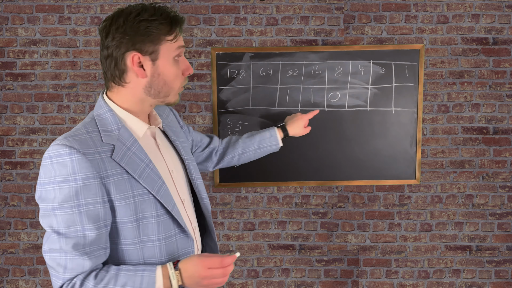Our binary number for 55 is 0, 0, 1, 1, 0, 1, 1, 1. That is our binary number. To computers, that is the number 55.